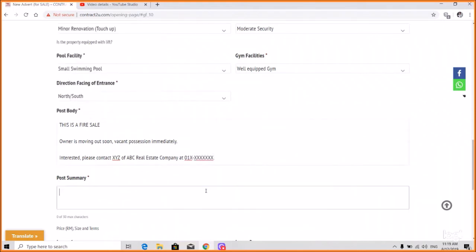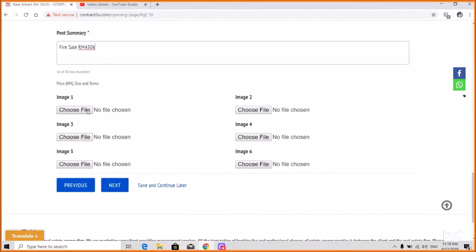So summary for the post, likely it will be a fire sale. The price 430,000. Now at this part, you can put in more pictures, but it's not necessary if you do not want. In this case, because it is a sample posting, we don't put in more pictures. The more pictures you put in, the higher the so-called storage that is required to be uploaded.